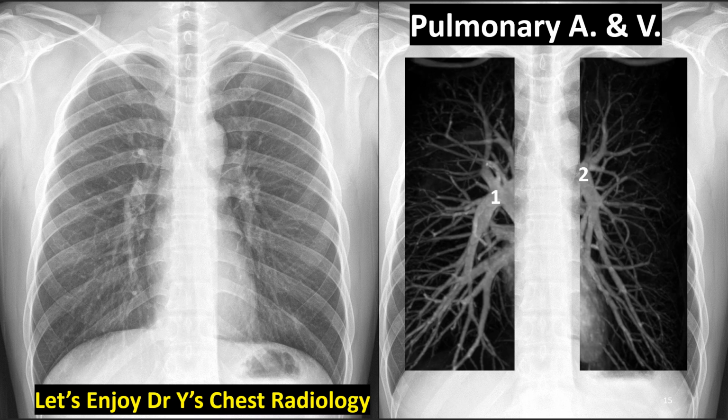In the peripheral lung field, we not only have lung tissues, alveolar tissues, but also pulmonary arteries and pulmonary veins. Most of the densities in the peripheral lung are from pulmonary arteries and veins, not from pulmonary airways. On your right side, these are MR angiograms of pulmonary arteries and veins. As you see, number 1 represents the right pulmonary artery, number 2 means the left pulmonary artery.